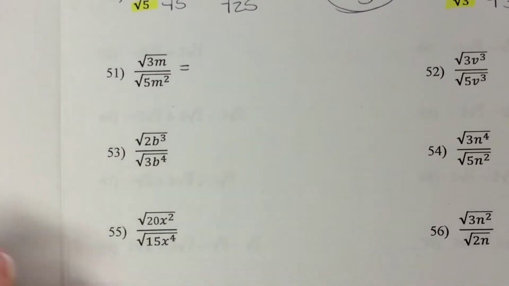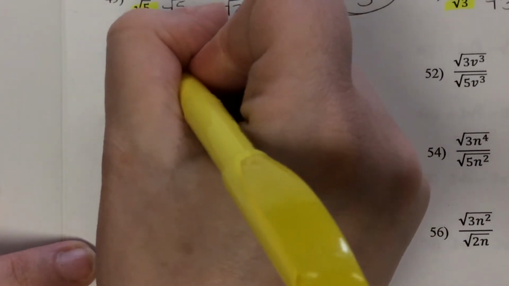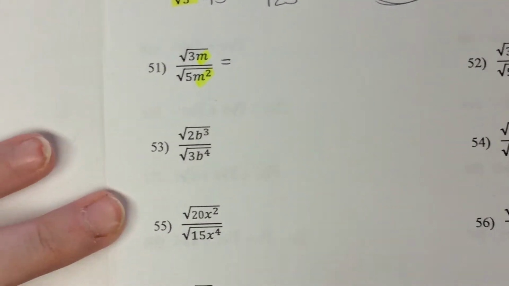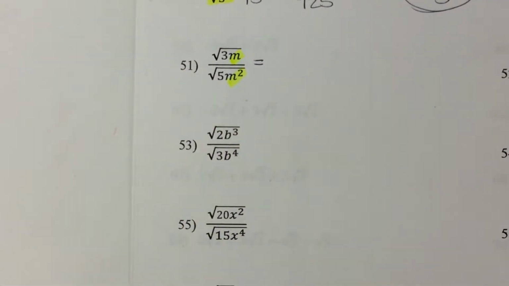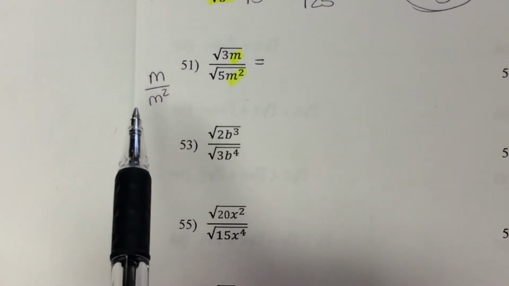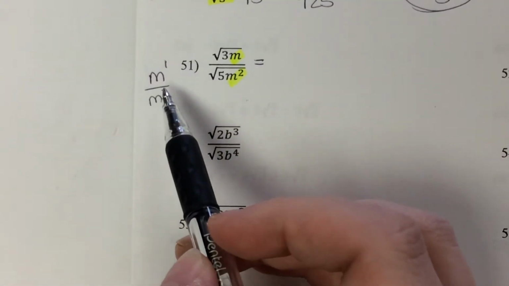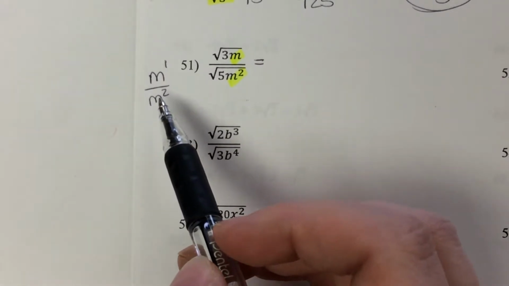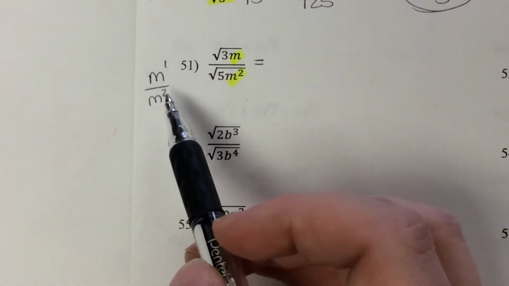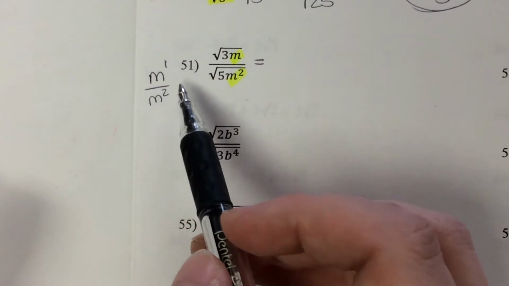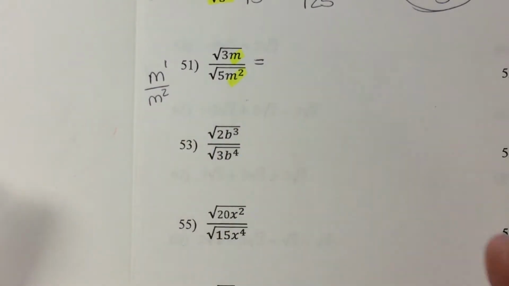Right now, inside of a radical, we have m and m squared. So over here off to the side, if we just were to imagine for a second that they weren't in radicals, we'd have m over m squared. Well, in the past, in chapter 7, when we had something like this, we would subtract the exponents and then put the answer where the bigger exponent was. So this would be 2 minus 1, which is 1, and then the answer would go down to the bottom because that's where the bigger exponent is.